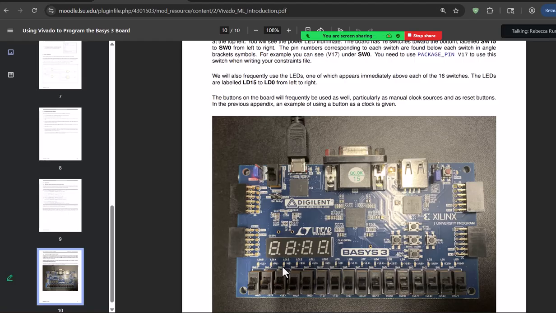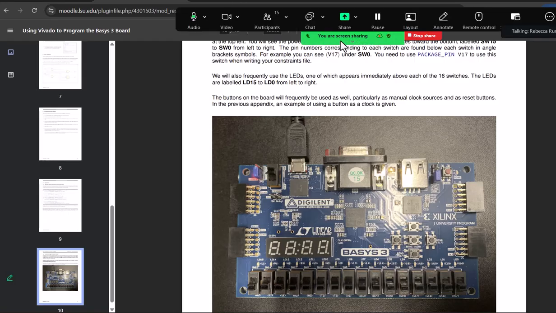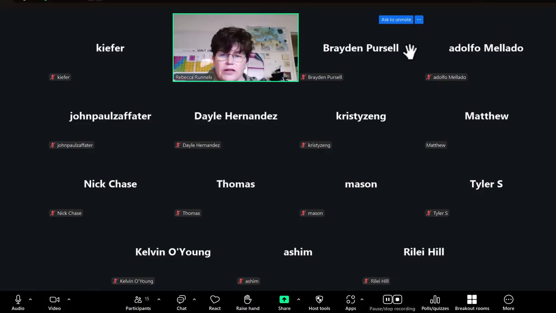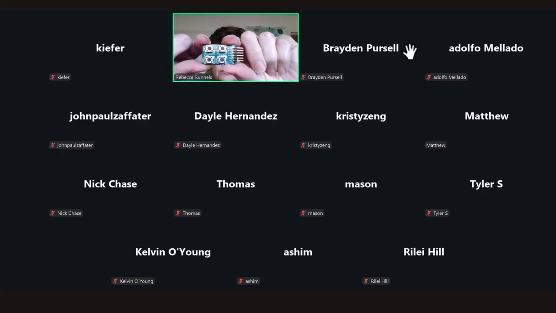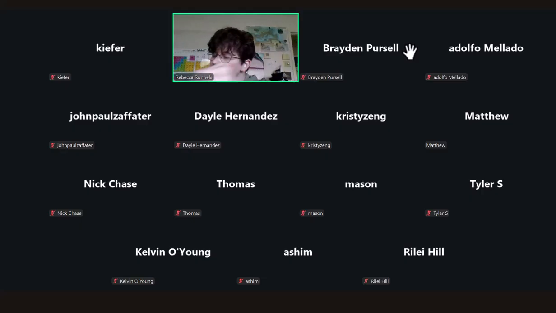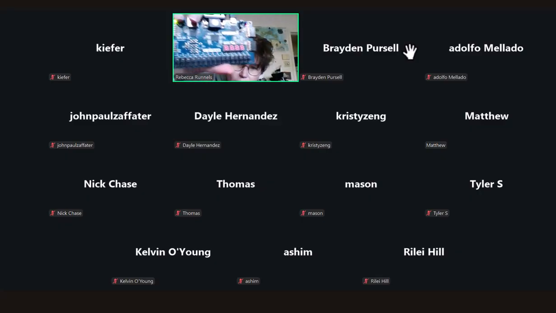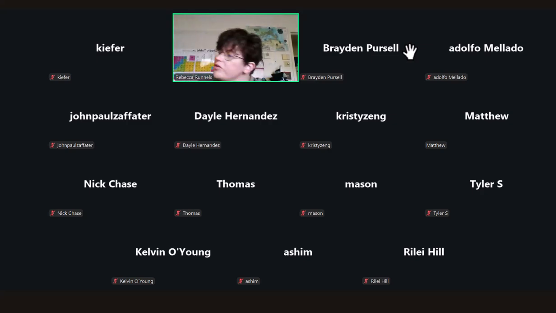I'm going to stop sharing my screen for a second. There's this little module, and if you ask for it in the lab, they have it, and it plugs into the board, on the top left, into the top row there.